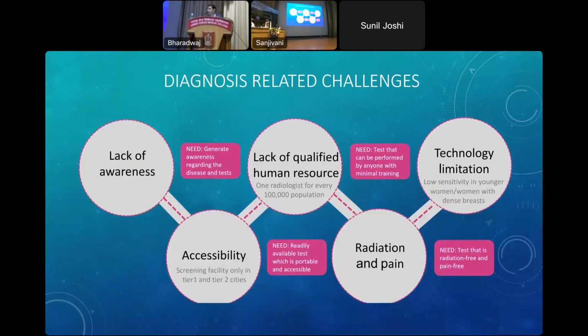So what are the diagnosis related challenges? First of all is the lack of awareness. Many of us must have faced this: we, being qualified surgeons, work in a tier 1 city, but most of the patients still come from the periphery. Even the general practitioners at their level are not able to recognize the clinical picture or the disease. There is even no accessibility for CT scan or MRI scan.